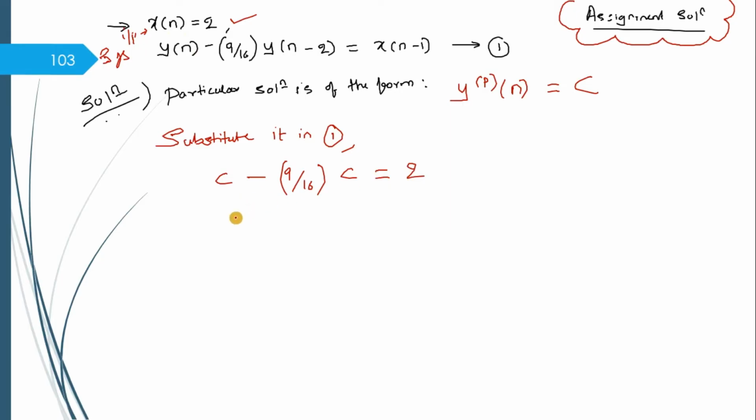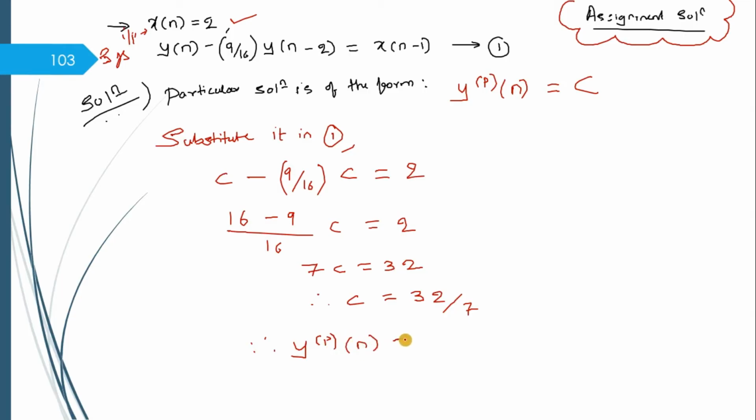If I now take the common factor, I solve it in a quick session. So this is 16 c is equal to 2, you get 7c equal to 32. Therefore, c is equal to 32 by 7. So the particular solution y p of n is 32 by 7, because I replaced c with 32 by 7. This is the particular solution, very simple, when the input is given as a constant.